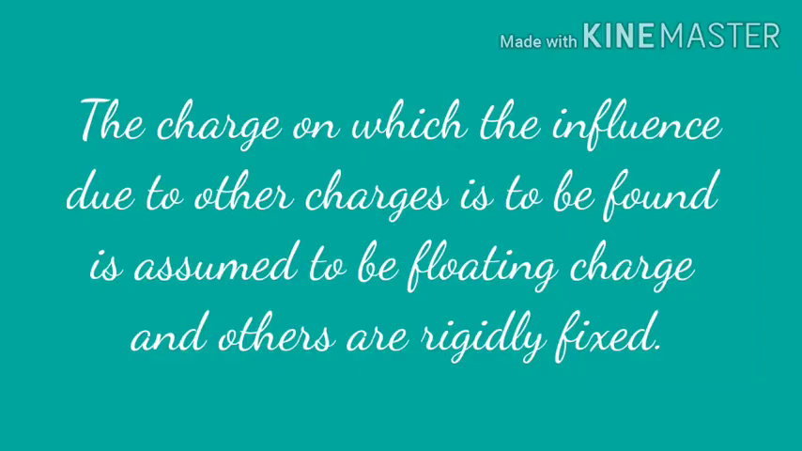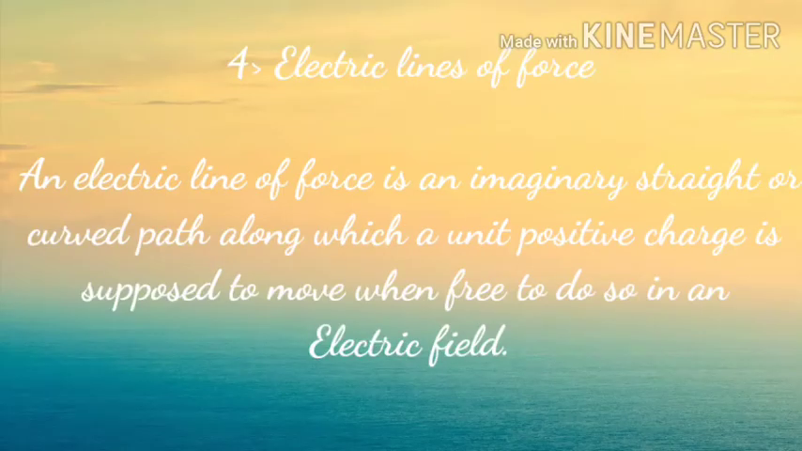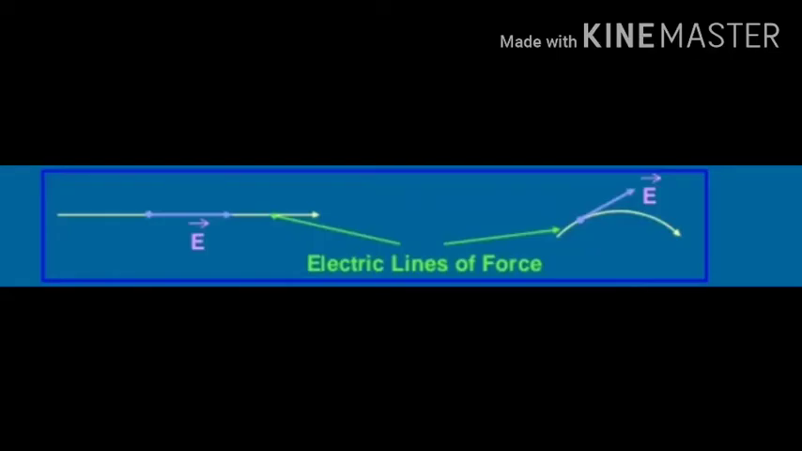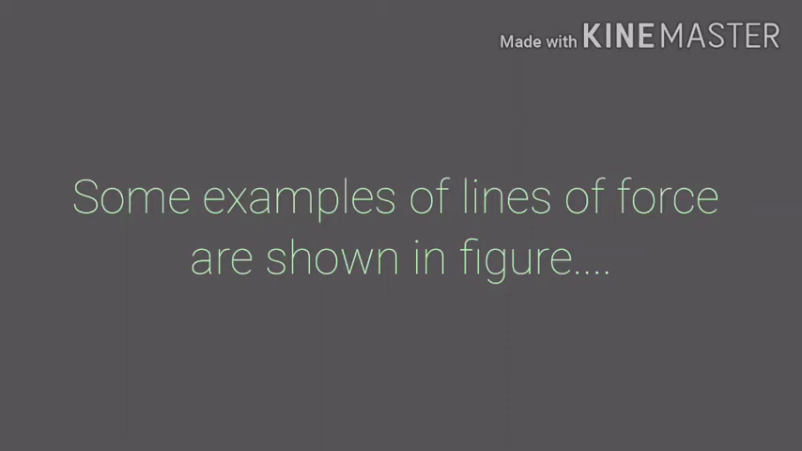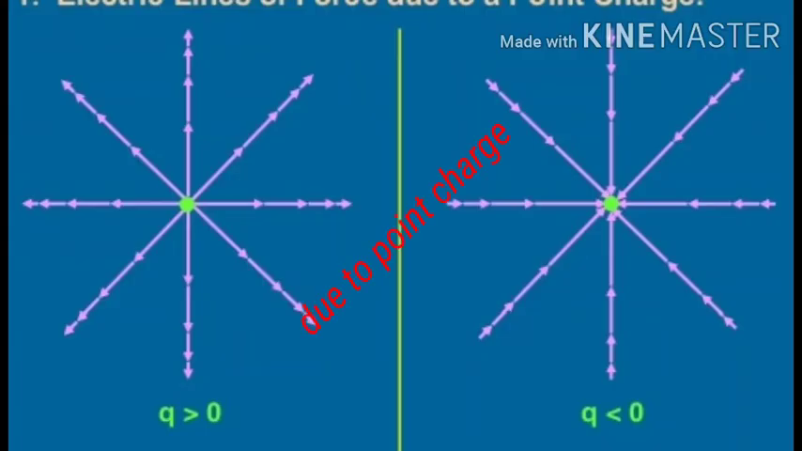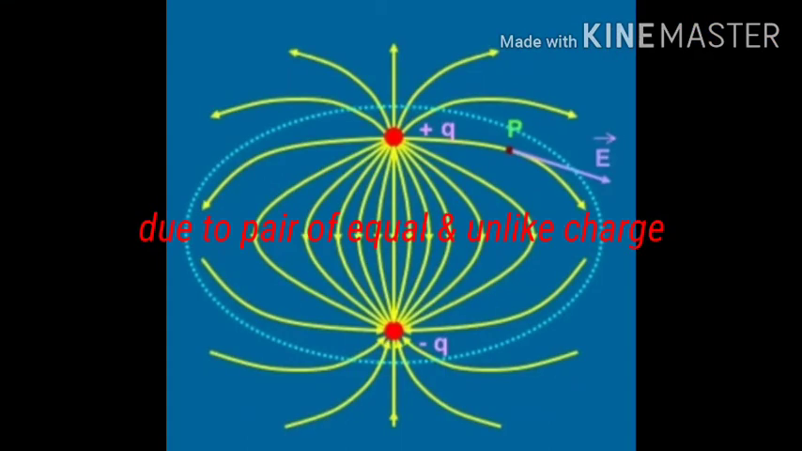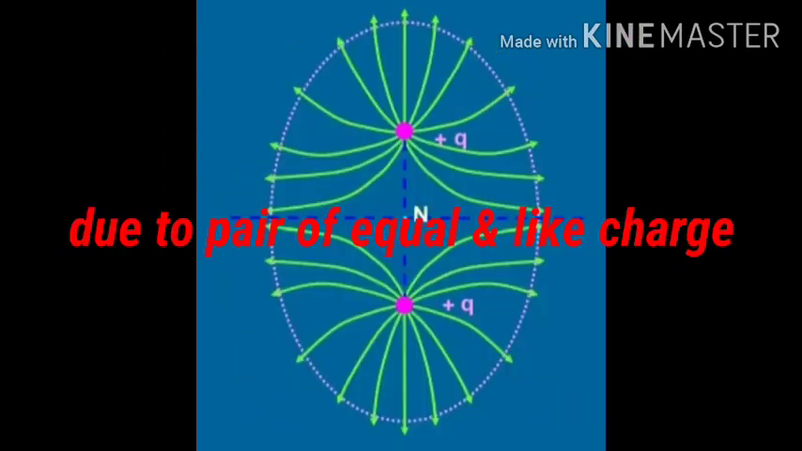Now, electric lines of force. An electric line of force is an imaginary straight or curved path along which a unit positive charge is supposed to move when free to do so in an electric field. Electric lines of force do not physically exist, but they represent the real situation. Some examples of electric lines of force are shown in the figure. Number 1, electric lines of force due to point charges. Number 2, due to a pair of equal and unlike charges. Number 3, due to a pair of equal and like charges. And number 4, due to uniform electric field.